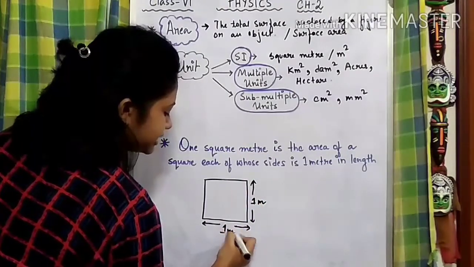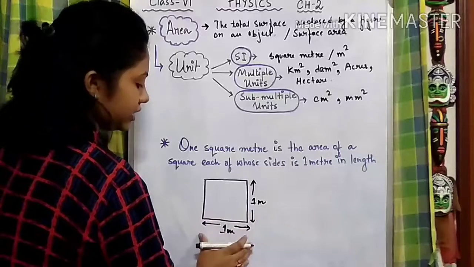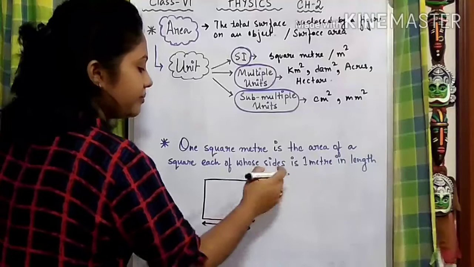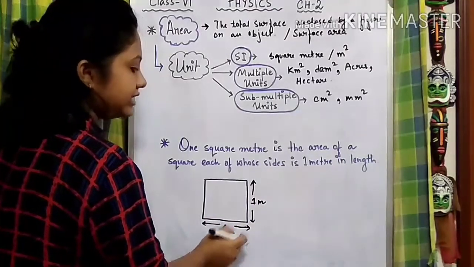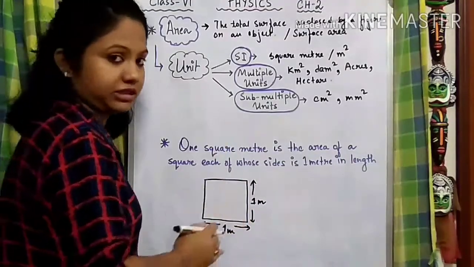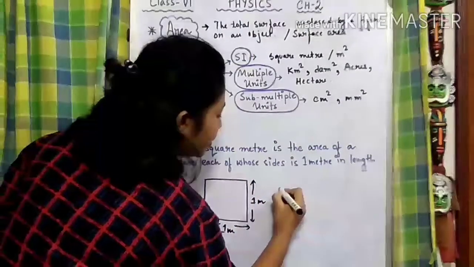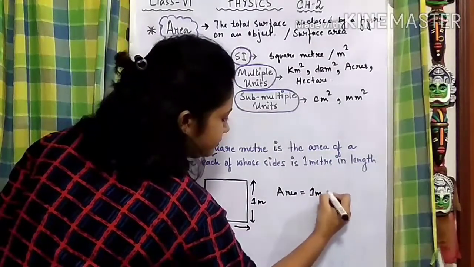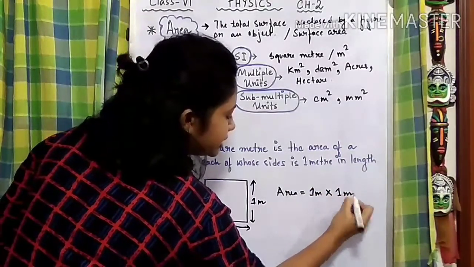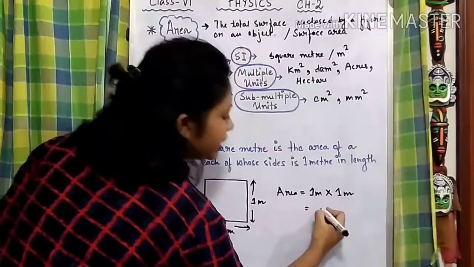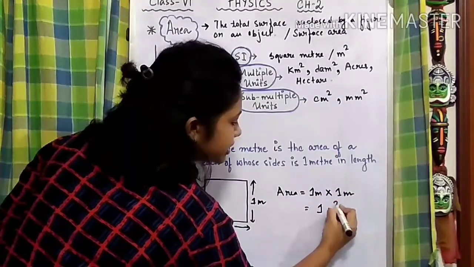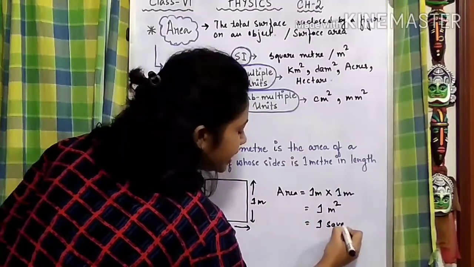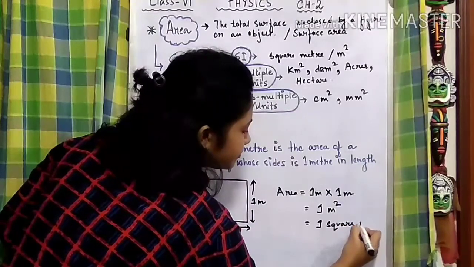Another side is this. So the length and the breadth, or we can say both are the length, both sides should be 1 meter. That's why we write the area of this square as 1 meter into 1 meter, and it gives 1 meter square, or we will write it 1 square meter.